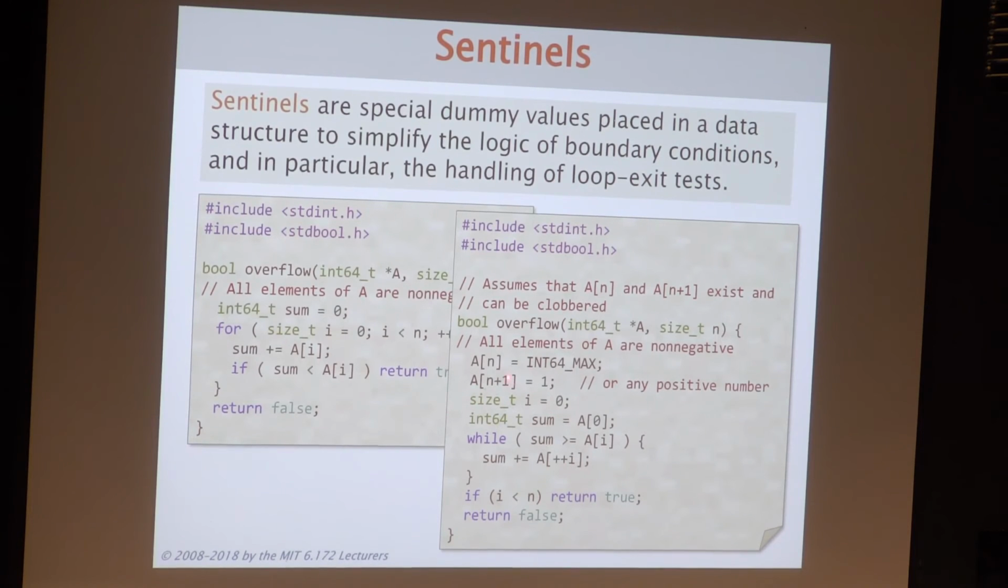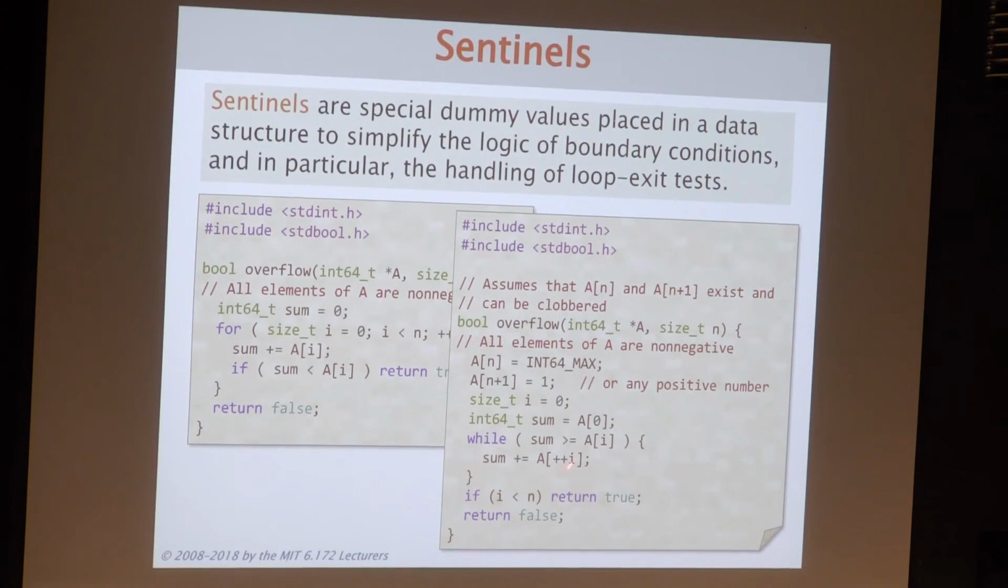Then now I'm going to initialize my loop variable i to be 0. And then I'm going to set the sum equal to the first element in A, or A of 0. And then now I have this loop. It checks whether the sum is greater than or equal to A of i. And if so, I'm going to add A of i plus 1 to the sum, and then I also increment i.